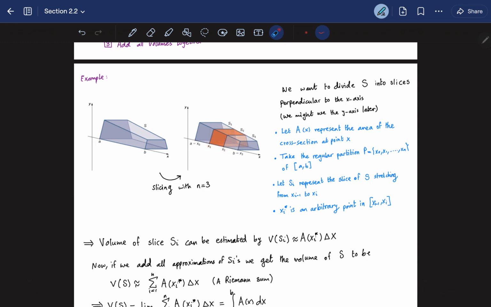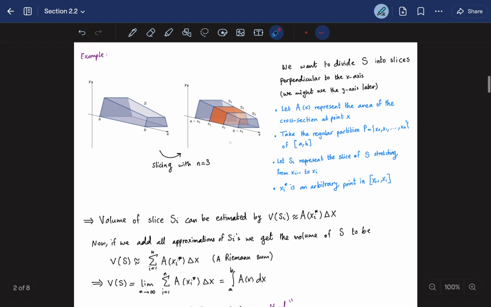And here we're taking a regular partition, which means the distance between each point is equal. Now S_i is the slice of S stretching from x_{i-1} to x_i. So it's each part here: S1, S2, S3, and so on. And x_i star is just an arbitrary point in each of these slices.